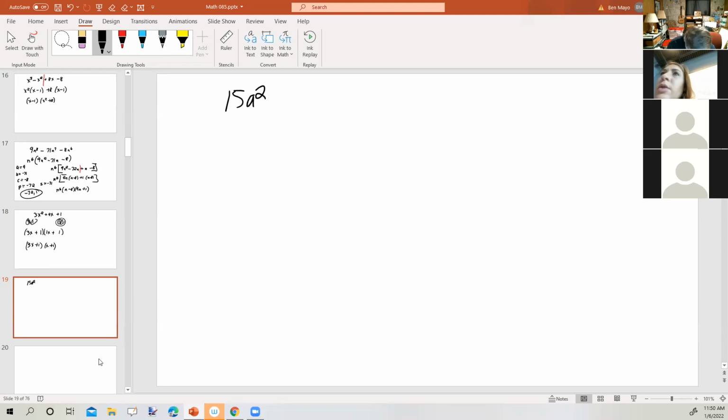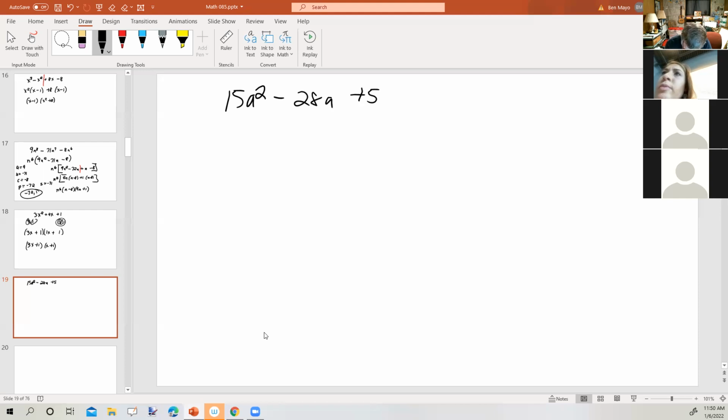15a squared minus 28a plus 5. Again, we have a trinomial. It's in standard form in terms of the variable a. There's no greatest common factor, and the leading coefficient is not a 1.